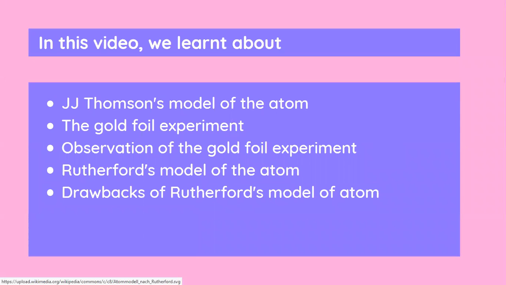In this video, we learned about JJ Thomson's model of the atom, the gold foil experiment, the observations and the conclusions of the gold foil experiment, Rutherford's model of the atom, and the two major drawbacks of this particular model of the atom. With this, we complete the two models. In the next video, we will be studying the mass number and the atomic number.